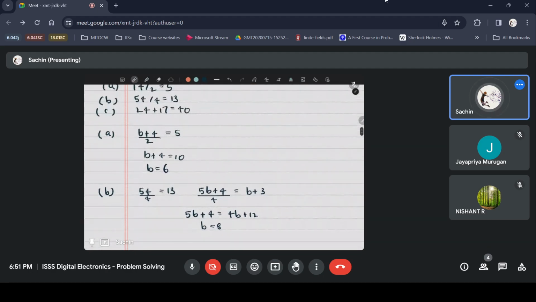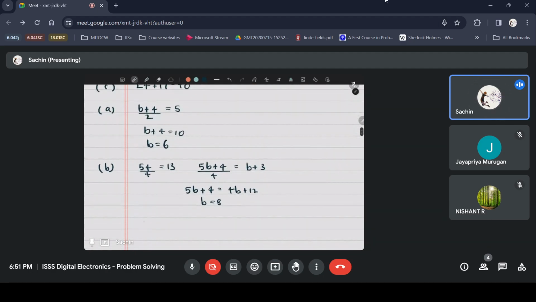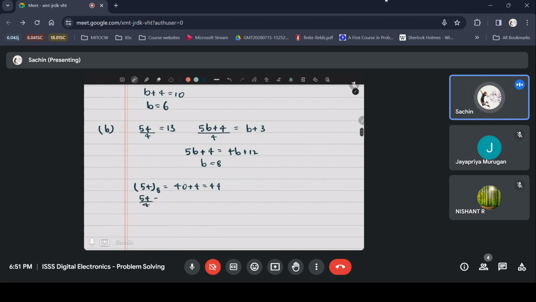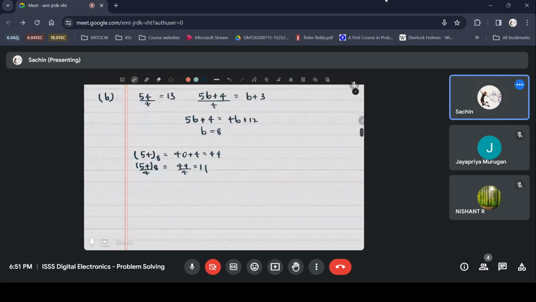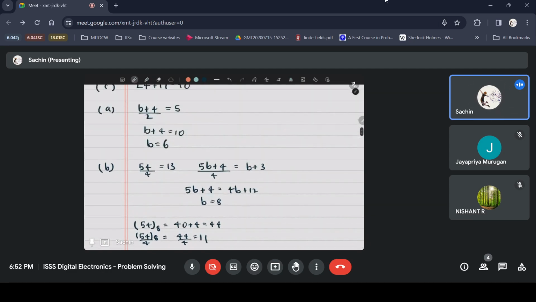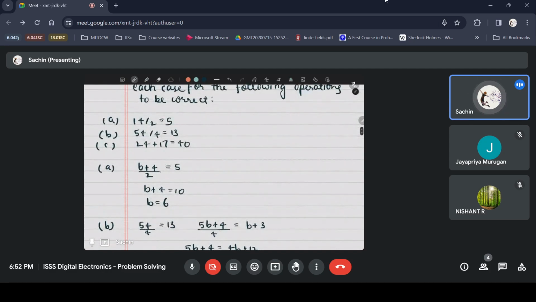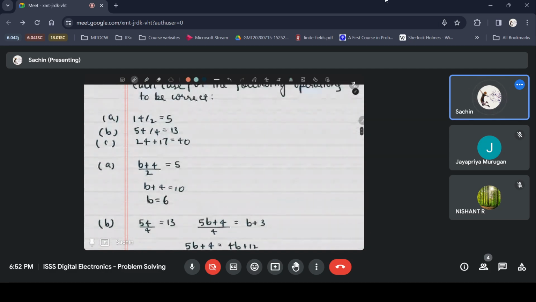And you can check that if it's in base 8, 54 is 5 into 8, 40 plus 4, which is 44. And 54 by 4 is 44 by 4, which is 11. And 13 base 8 is 8 plus 3, which is 11. So the numbers are in base 8.